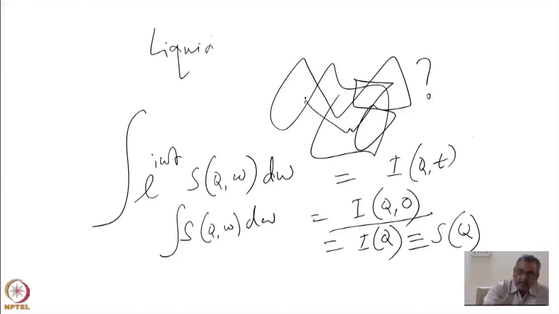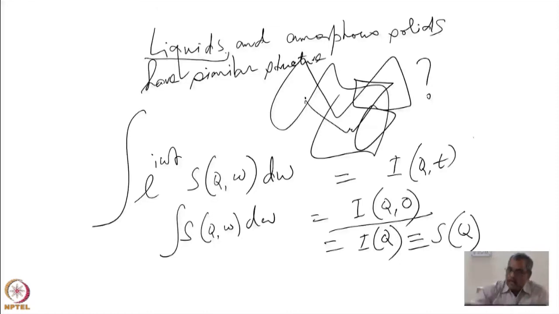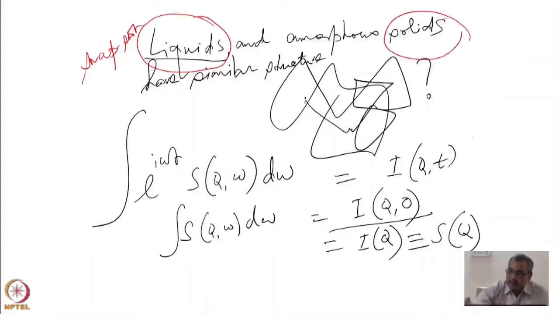that liquids and amorphous solids have similar structure. Only in case of liquids, I will add, it's a snapshot, and in case of solids it's a static picture. Otherwise I will show you structurally they are similar. Amorphous solids and liquids, both of them are similar.